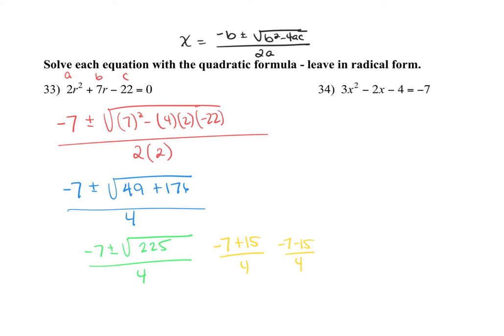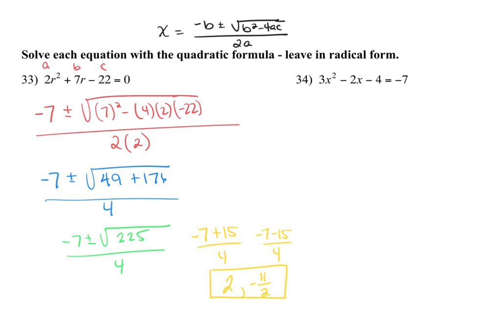All right, I want to finish that out. So 8 over 4 gives me a 2. -7 minus 15 is going to be -22 over 4. I can reduce it to -11 over 2. So those are my 2 answers for this one. I can keep going and I can get 2 rational numbers there.